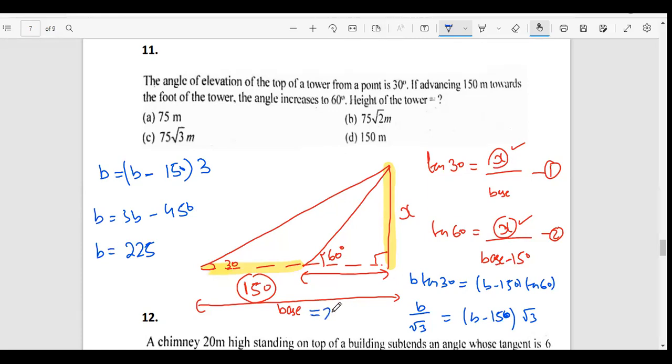Now this base has turned out to be, please keep your mics muted. किसी का I think गलती से mic unmute हुआ है. I'm not sure किसका है.